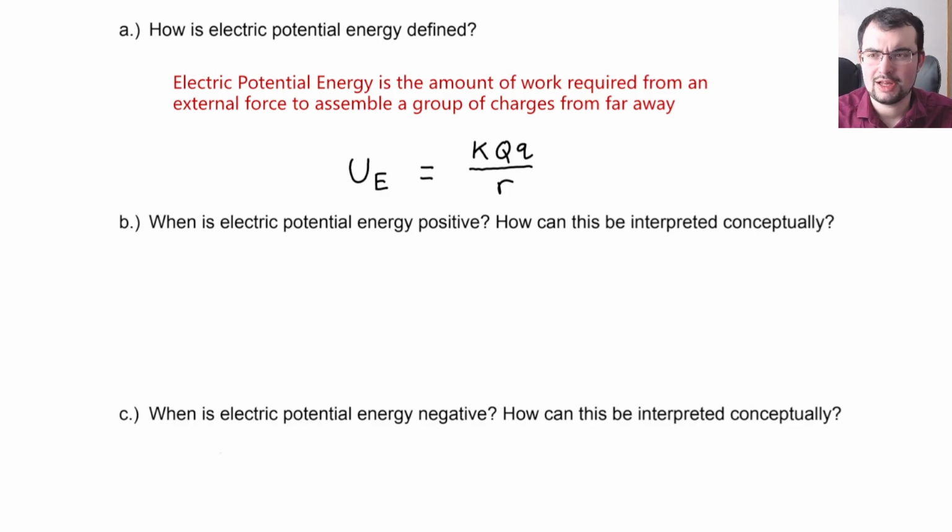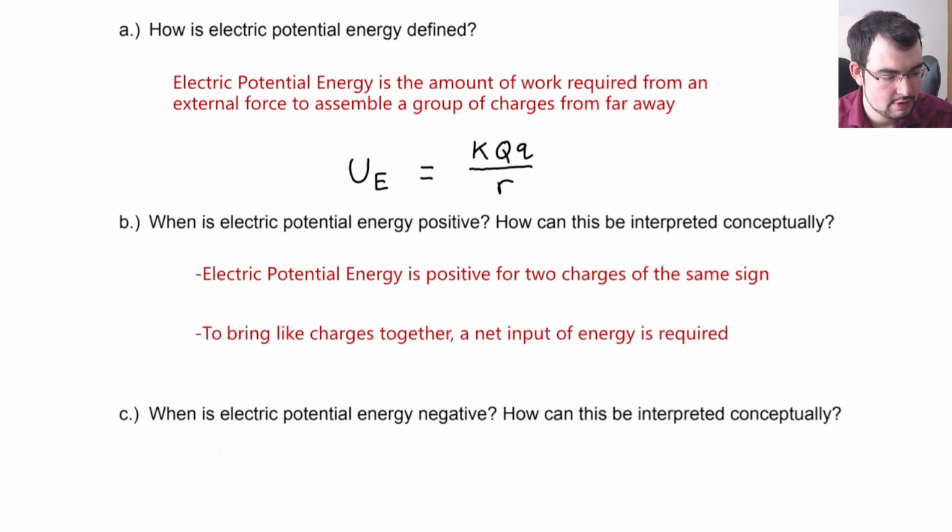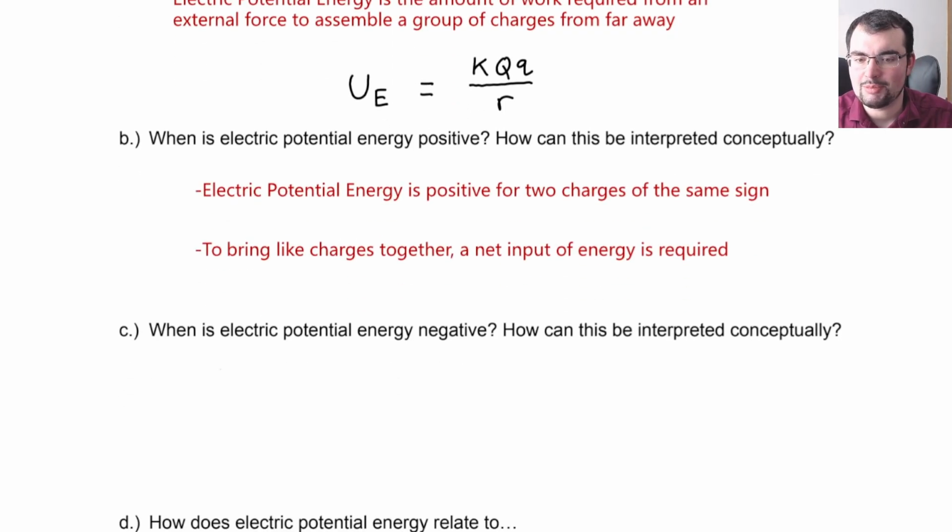So electric potential energy, when is it positive? Well, it's positive whenever I multiply these 2 numbers together and make a positive. So how can you make a positive? Well, it's positive, positive, or negative, negative. So 2 charges of the same sign have positive electric potential energy. And we can interpret that as saying it costs you energy to bring charges together.